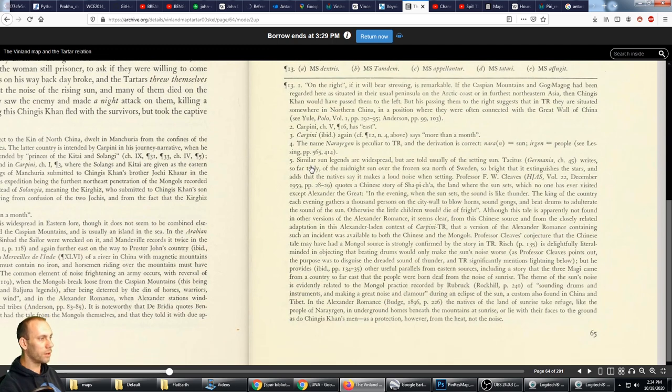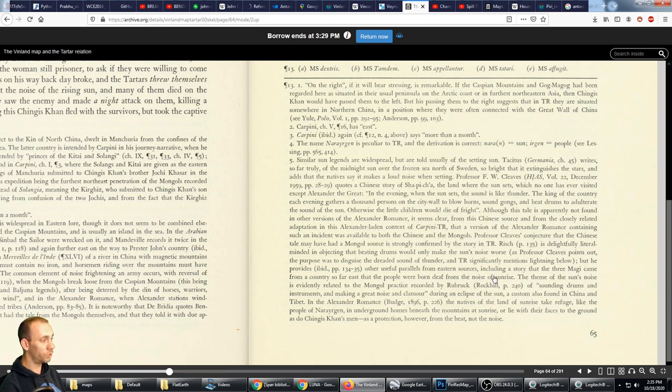So we're going over to 5 here, and some similar sun legends are widespread but are told usually of the setting sun. Germania chapter 45 writes so, of the midnight sun over the frozen sea north of Sweden, so bright that it extinguishes the stars, and adds that the natives say it makes a loud noise when setting. A Chinese story of Sapachi, the land where the sun sets, which no one has ever visited except Alexander the Great: in the evening, when the sun sets, the sound is like thunder. The king of the country each evening gathers 1,000 persons in the city wall to blow horns, sound gongs, and beat drums to alleviate the sound of the sun. Otherwise, little children would die of fright.